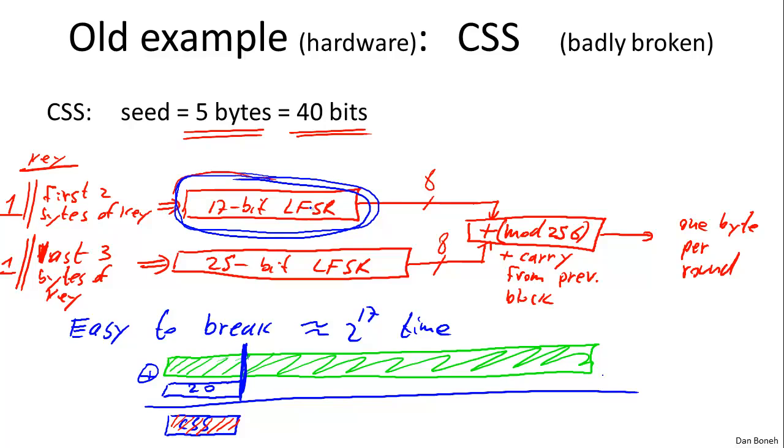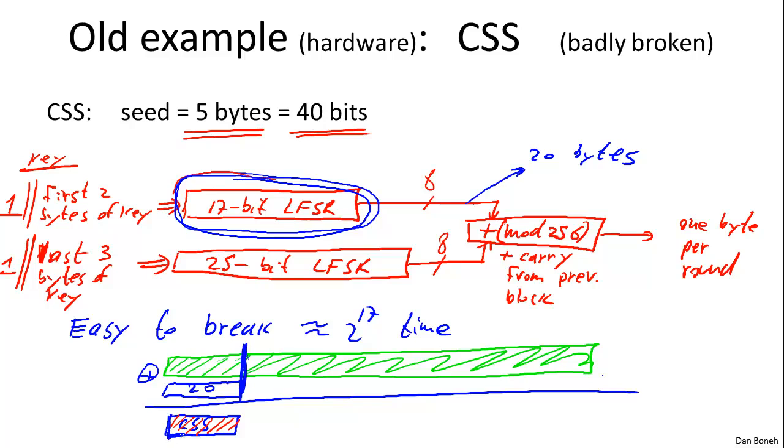For each of these 2 to the 17 initial values of the LFSR, we're going to run the LFSR for 20 bytes. So we'll generate 20 bytes of output from this first LFSR, for each one of the 2 to the 17 possible settings.